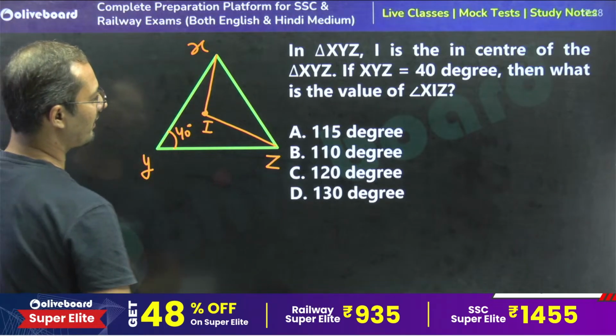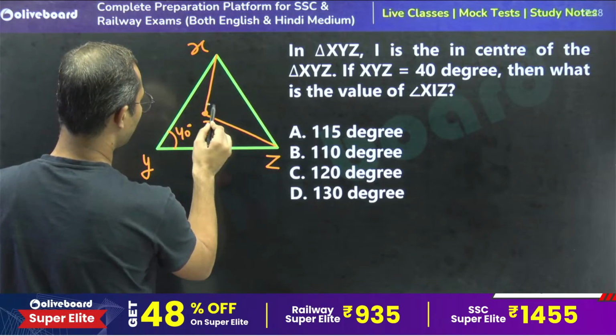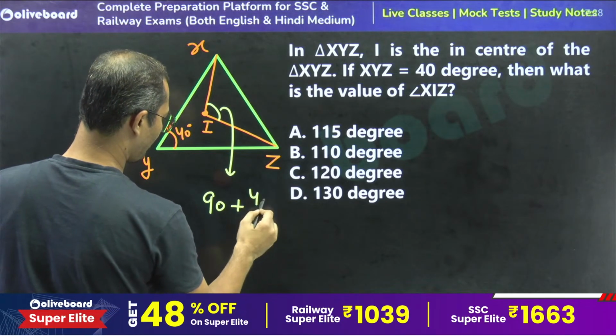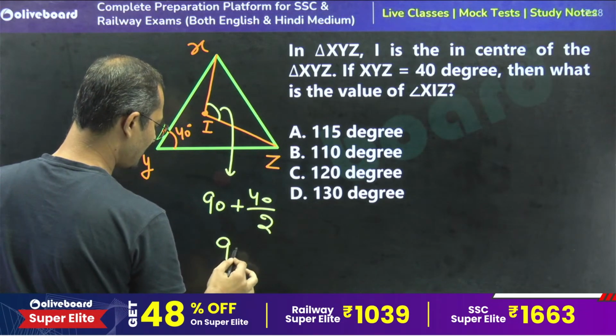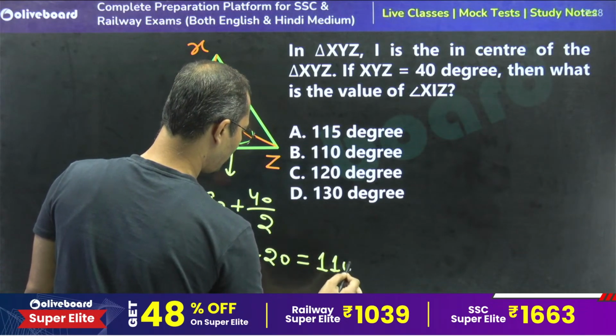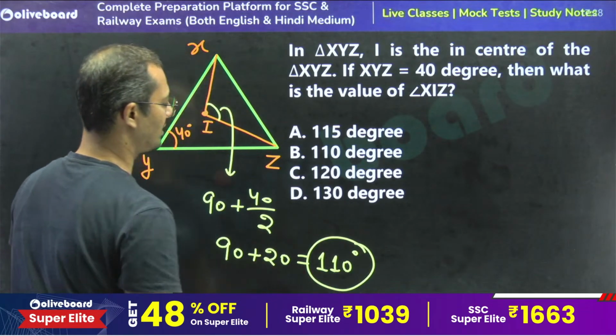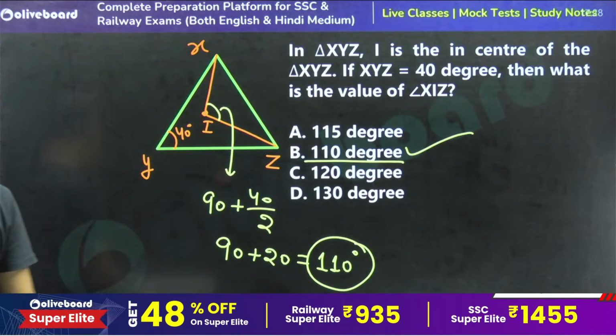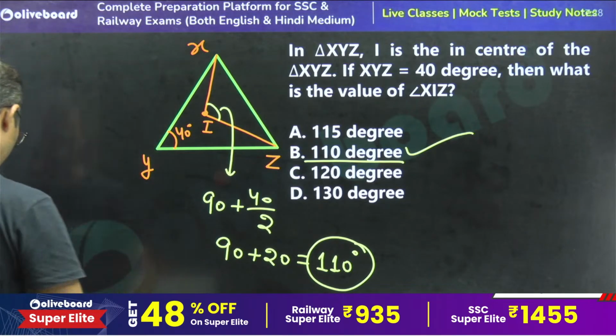What is the angle XIZ? So this is equal to 90 plus half of the opposite angle. So directly we can say 90 plus 20, 110. 110 is the right answer. So we can say that option B is the right answer.